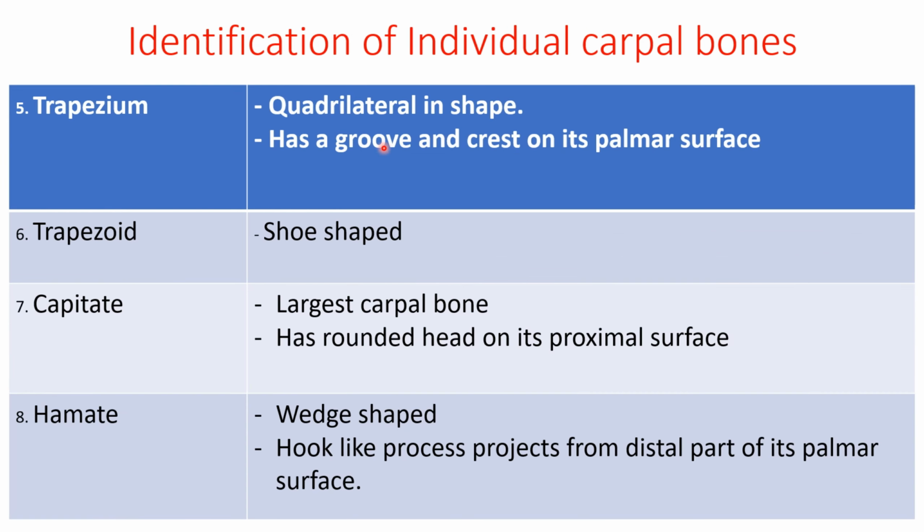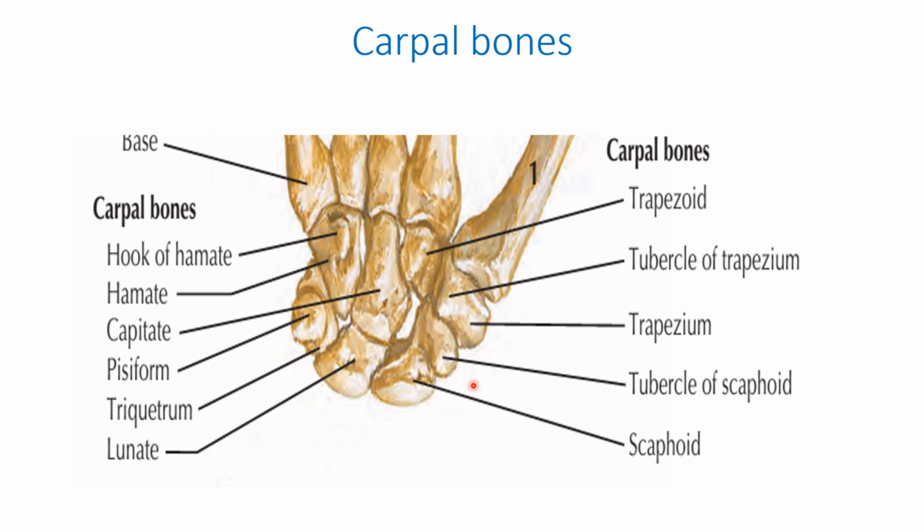Then the trapezium is quadrilateral in shape and it has a groove and a crest on its palmar surface. Then the trapezoid is shoe-shaped. Capitate is the largest carpal bone and has a rounded head on its proximal surface. And then the hamate is wedge-shaped, with a hook-like process that projects on the distal part of its palmar surface. So those are the identifying features of the carpal bones.